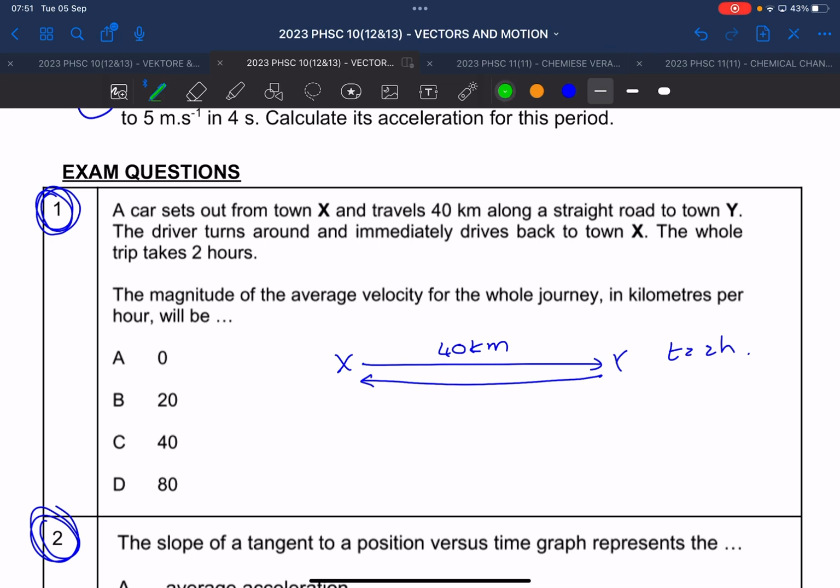The magnitude, what does the word magnitude mean? Size. The size of the average velocity. Okay, now we stop. Velocity, Rory, is linked to what? It is linked to displacement. Displacement, delta x, is a vector. Displacement is the direct line between start to finish.